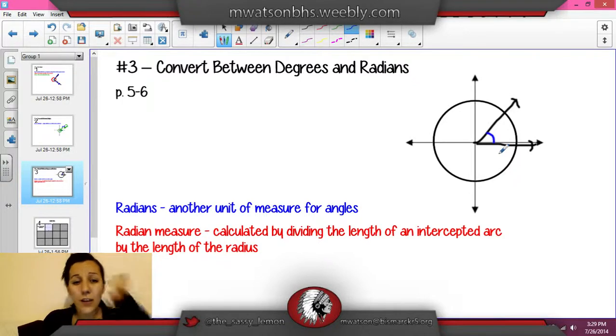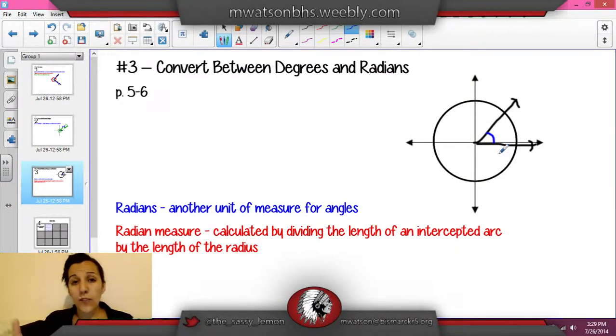And radians are used a lot in upper level mathematics. So do take it seriously. The more seriously you take learning radians now, the easier it's going to be later. Go and ask anybody that took trig last year and they will tell you you need to take radians seriously.